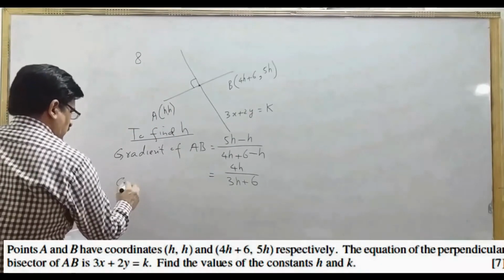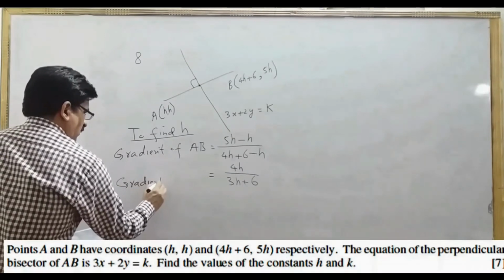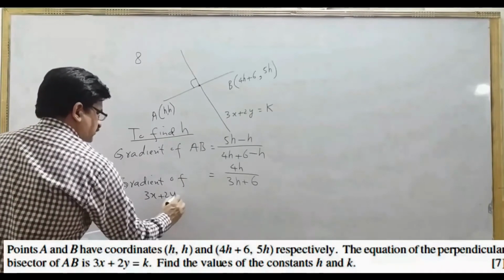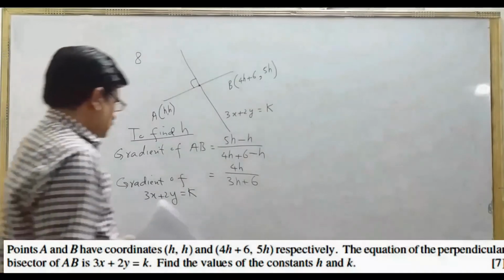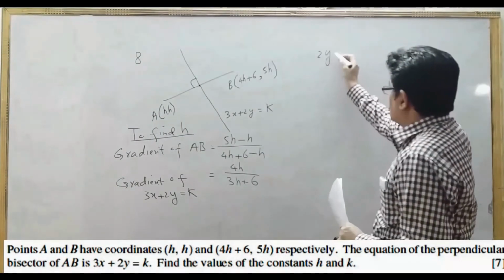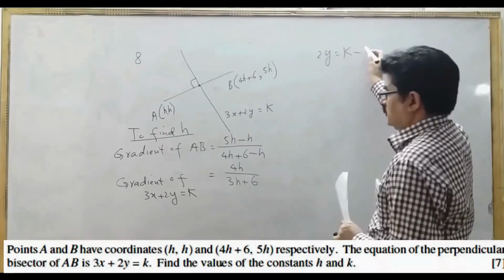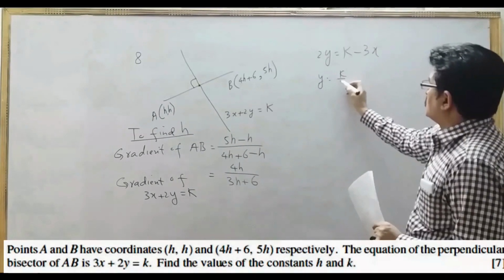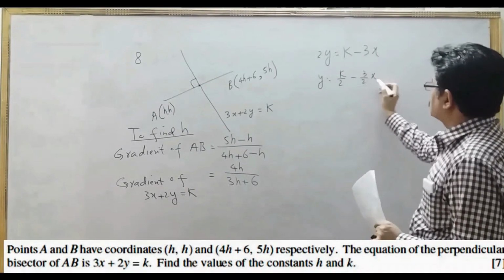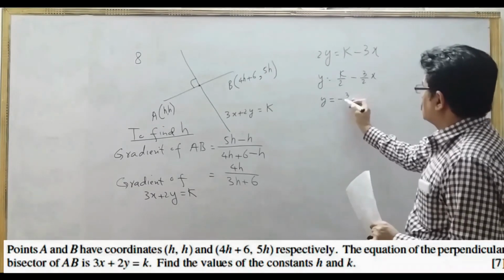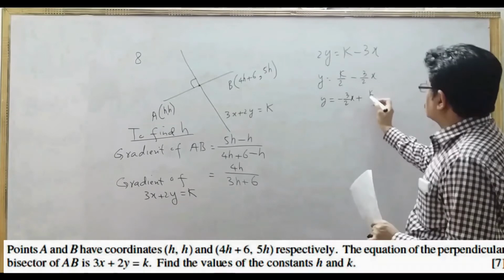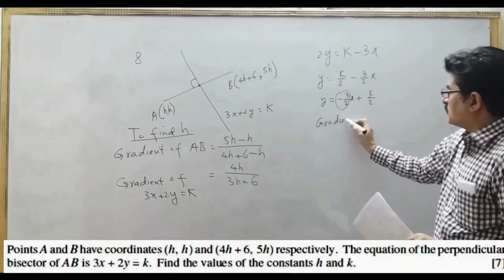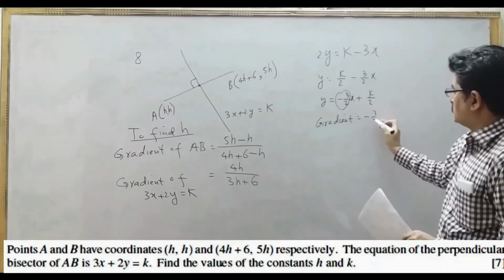Now gradient of 3x plus 2y equal to k will be found by making y the subject. So y equals minus 3 over 2 x plus k over 2. So gradient of this line will be equal to minus 3 over 2.